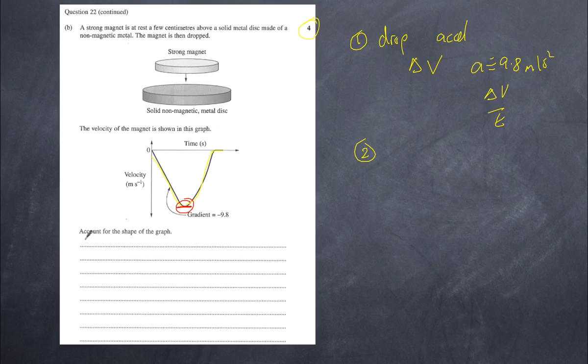And so for accounting for the shape of the graph, you need to look at all 3 areas and tie it all in with the physics involved. So we've got eddy currents mentioned and Lenz's law mentioned. That's really important. And that's basically what you're accounting it for.